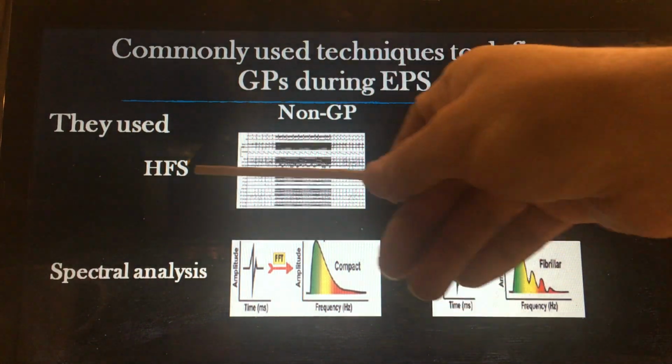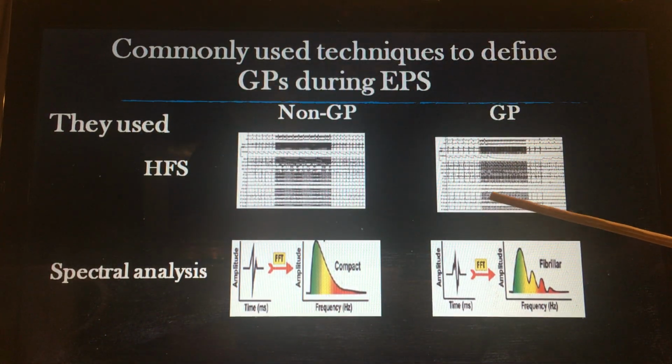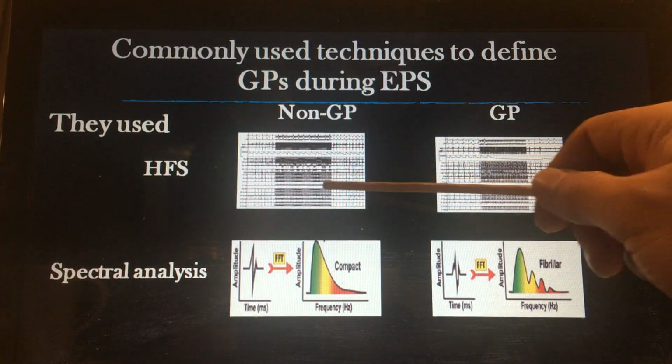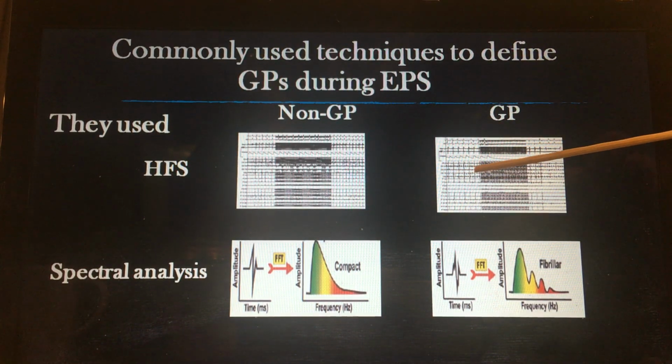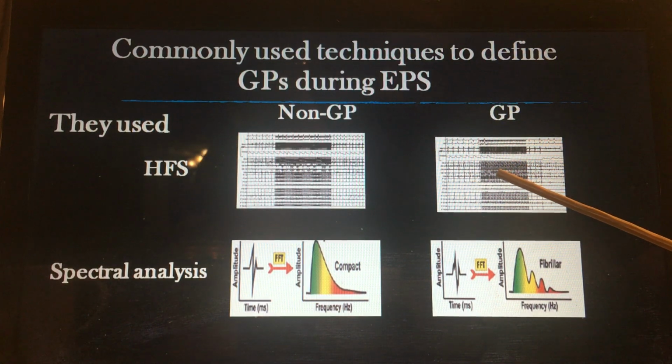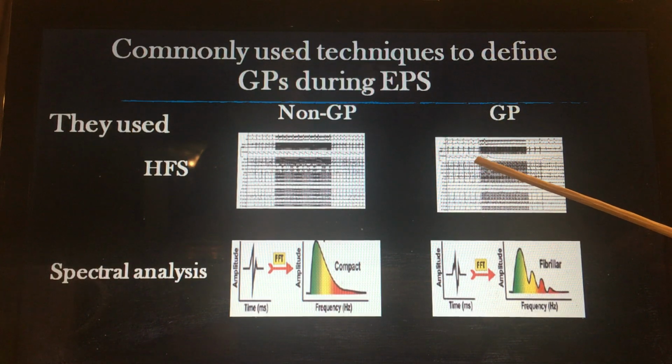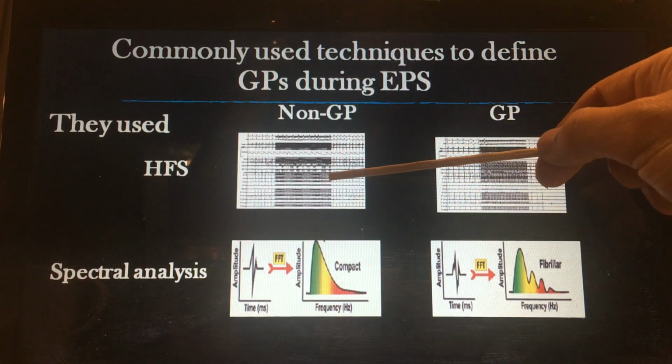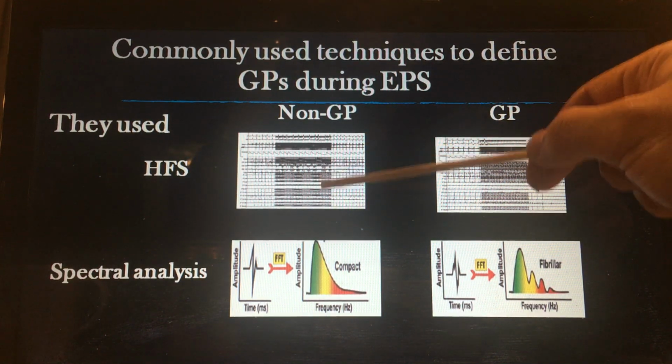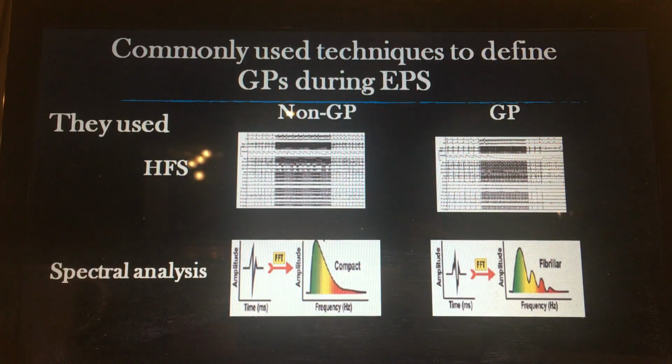high frequency stimulation. I'd like to thank Dr. Kim for these images about HFS application. As you see, if you are at GP sites, your HFS application will cause either significant asystole or second or third degree AV block due to vagal discharge. However, if you are at normal atrial myocardium sites, your HFS application will not cause any significant effect on PR or RR interval.